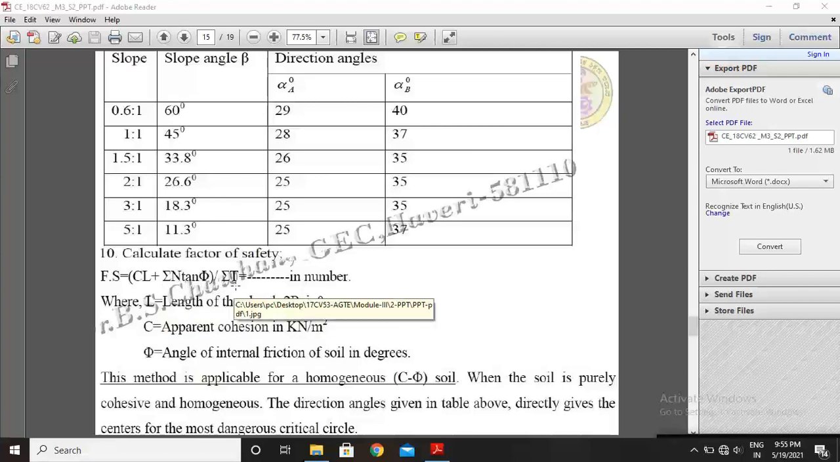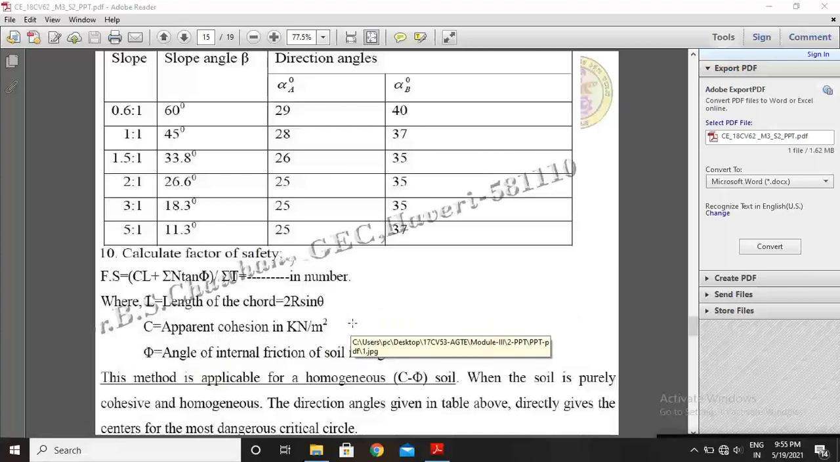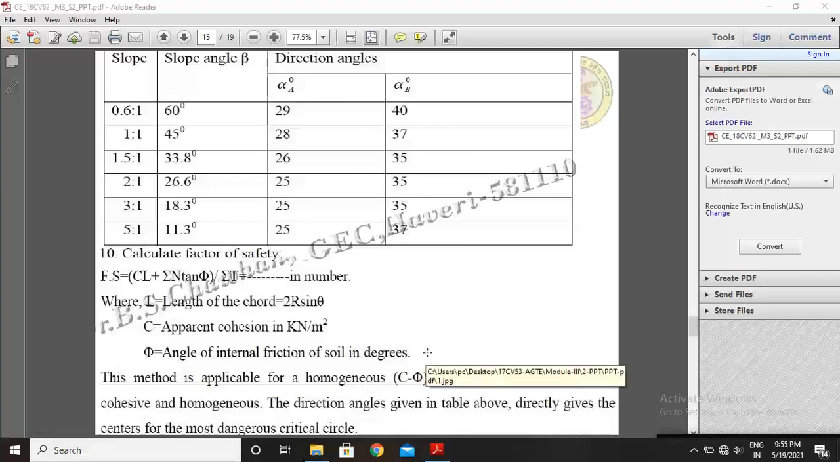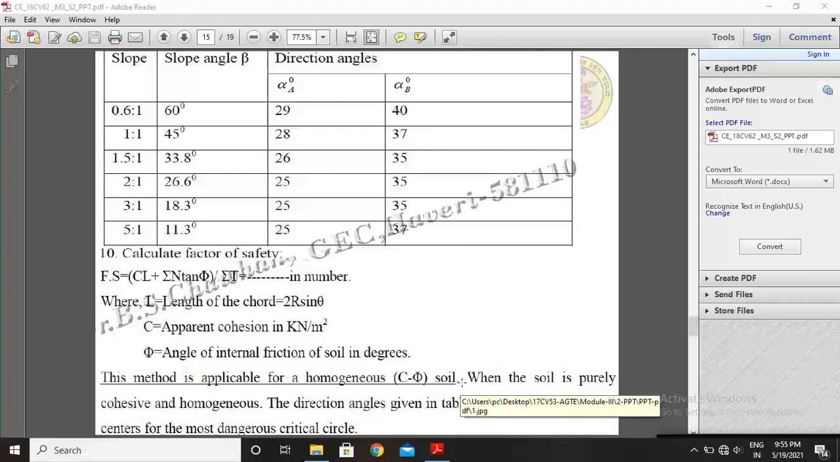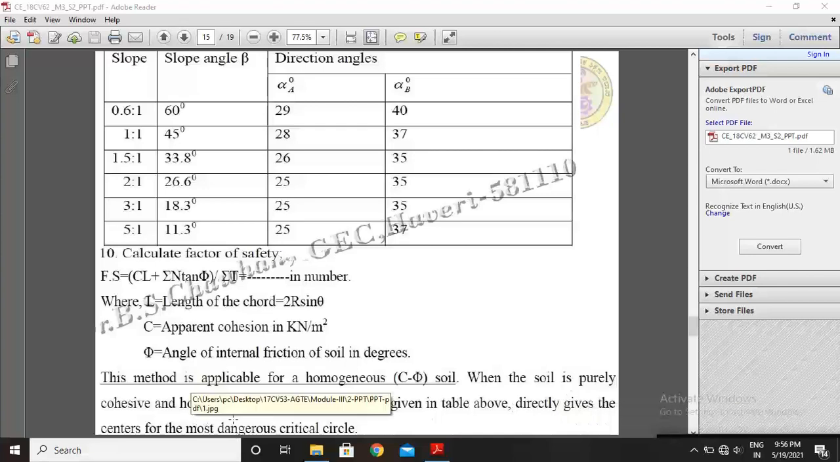Next step, calculate the factor of safety, that is Fs equals resisting moments by driving moments, that is (Cl + sigma n tan phi) divided by sigma t. So we are getting the factor of safety as a number, where L is the length of the chord, that is 2r sin theta, and C is the apparent cohesion in kilonewton per meter square, which is given. Phi is the angle of internal friction of soil in degrees, this is also given. Now substitute the values in this form, we are getting the factor of safety.